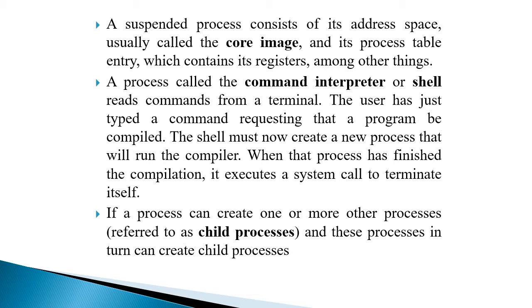When that process has finished the compilation, it executes a system call to terminate itself. This is what usually happens when something is done executing. It will execute a system call to terminate itself, so that it also allows other programs in the queue to start processing. So a process can create one or more other processes, which we refer to as child processes, and these processes in turn create child processes.